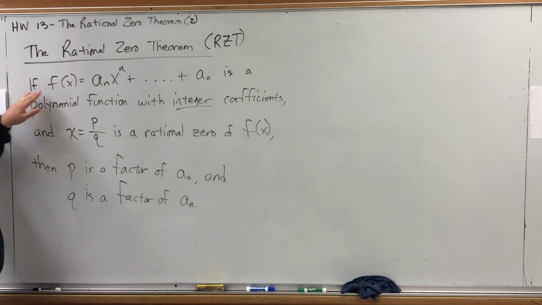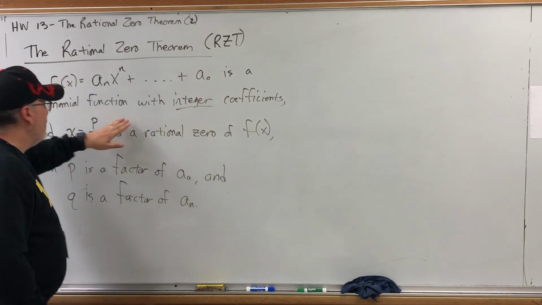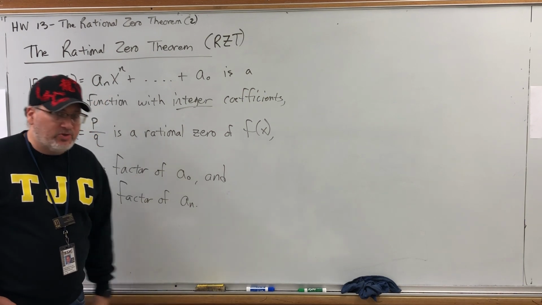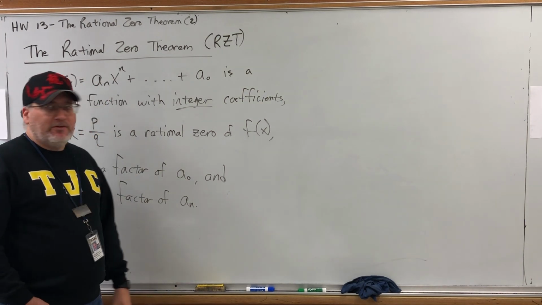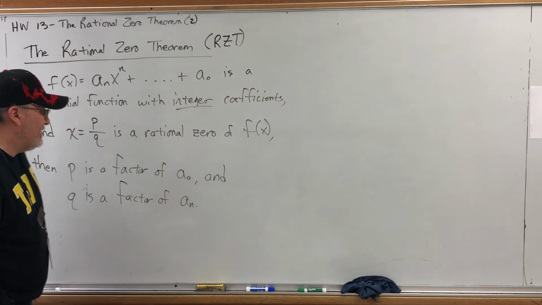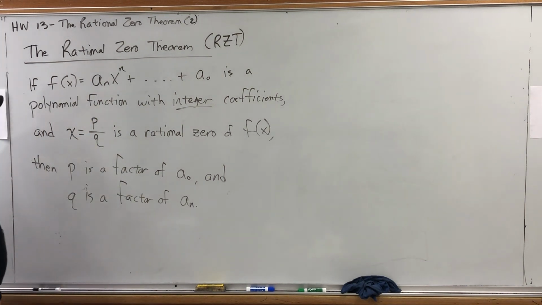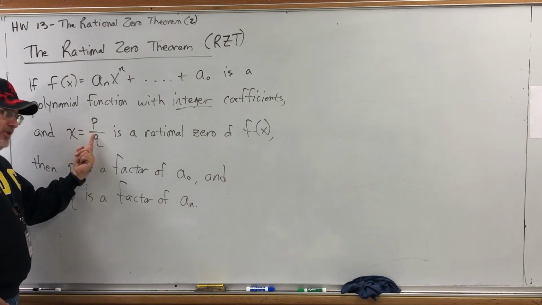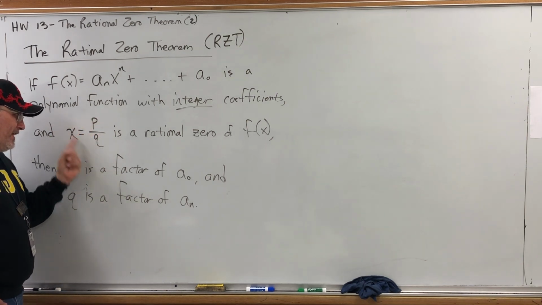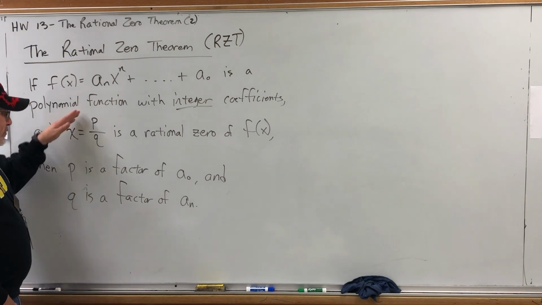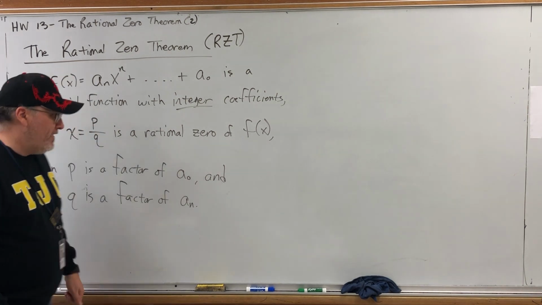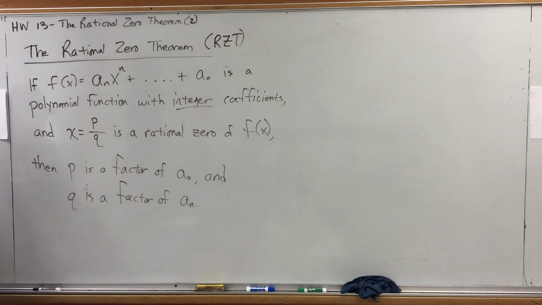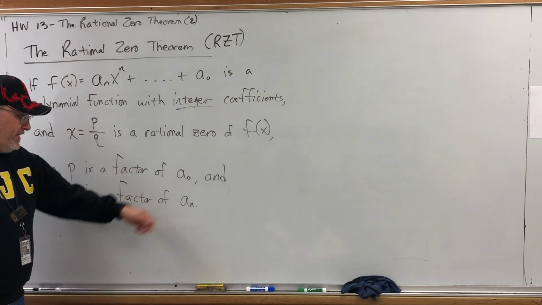But let's continue. If f of x is a polynomial function with integer coefficients, meaning that none of the coefficients can be decimals, none of them can be fractions, they have to be positive or negative whole numbers. So that's nice. And x equals p over q, some fraction. Now, by the way, this could be a whole number if the denominator were 1. So this includes the possibility of x being a whole number. But if x equals p over q is a rational zero of f of x, rational just meaning a ratio of whole numbers, then p is a factor of a0 and q is a factor of an.